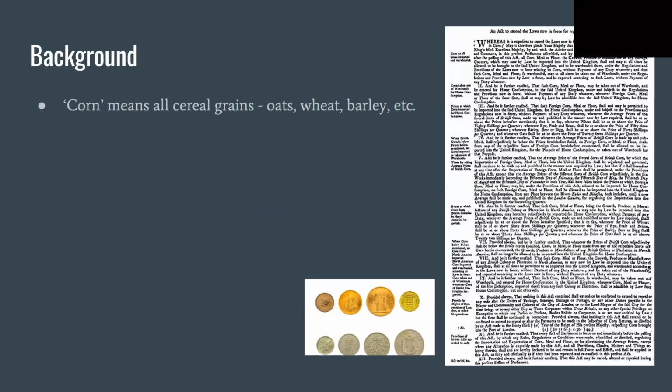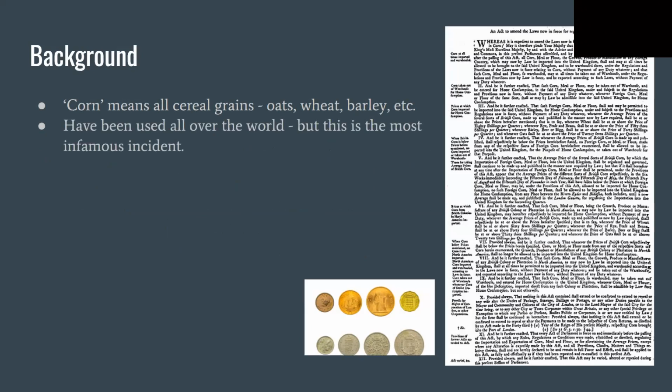Now, here's some background and clarifying information on the Corn Laws. In this context, corn means all cereal grains, including oats, wheat, barley, and more. It really means any grass cultivated for the edible components of its grain. At the time, tariffs were not at all uncommon, and imports had been regulated as early as 1670. And although they were not uncommon, the instance of the British Corn Laws is one of the most infamous ones.